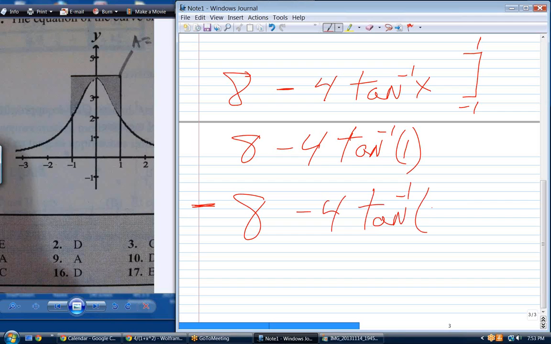Is it 8 minus 4 each time, or do you carry the 8 through? You're absolutely right. I don't need the second 8. What I need is proper parentheses. Whenever you're doing these evaluations, the parentheses are huge because you can end up with expressions that have 5 or 6 negative signs in them. And if you don't use proper parentheses, you're going to lose a sign. So what I'm really doing is 8 minus this whole thing.